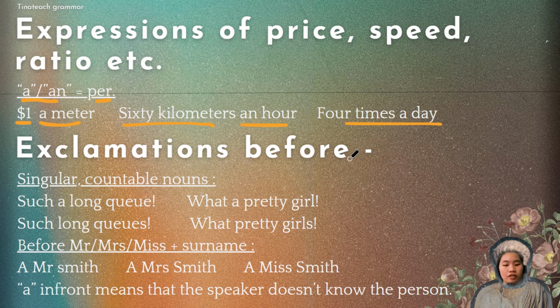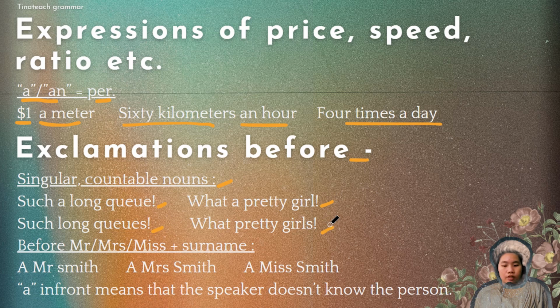Next up, exclamations before singular countable nouns. We have the singular form of this. Such a long queue. What a pretty girl. Naturally, when you use the plural form of these phrases, you exclude a and an completely. Such long queues. What pretty girls.